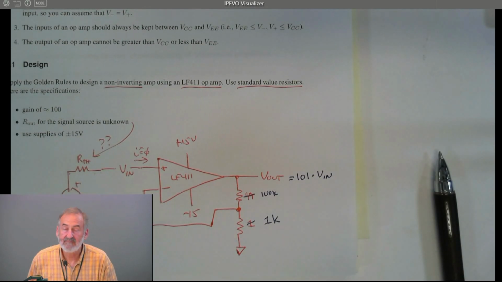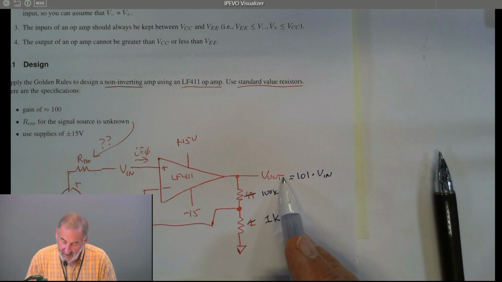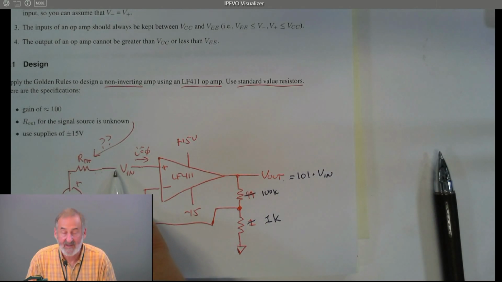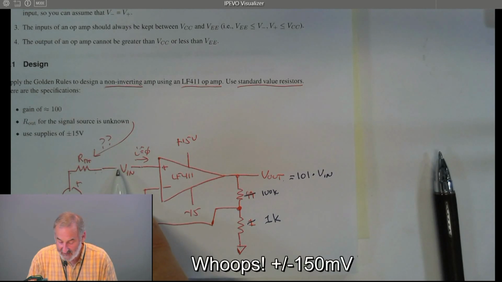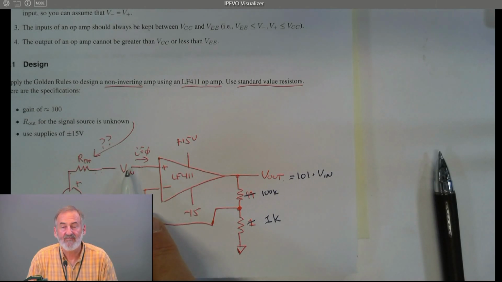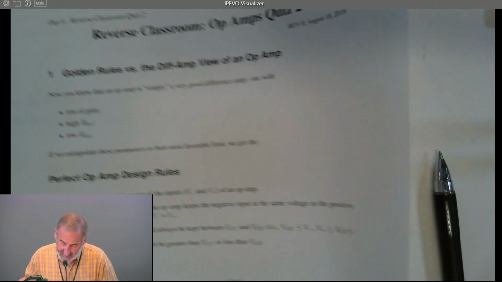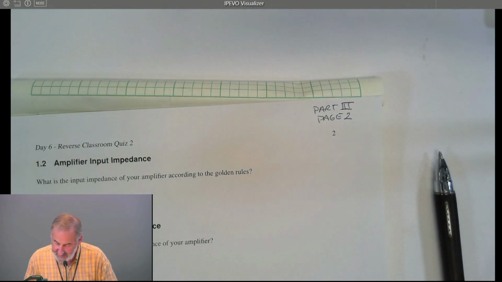Not bad. No input current, so we don't care about the source resistance. Our output can go up to 15 volts and down to minus 15 volts. Notice that that means the input is limited to 15 millivolts, plus minus 15 millivolts. 10 times that would be 150. No, sorry, it's plus minus 150 millivolts because that would allow us 15 volts max. All right, let's take a look at the next page. What's the input impedance according to the golden rules?